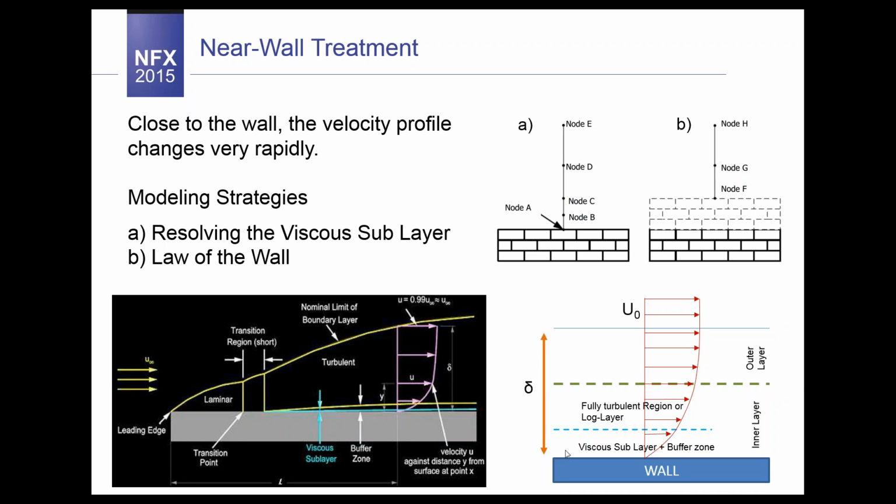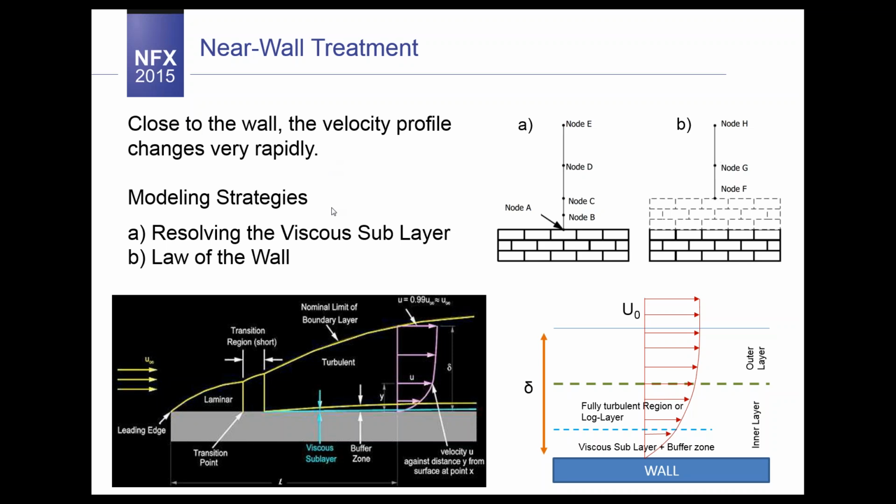We need to model this layer very accurately to get the correct CFD result. So why are we doing this? Because we have to reflect the behavior of the rapid change of the gradient of the velocity. It's very difficult to catch the proper behavior of this velocity gradient rate of change. So what do we have?